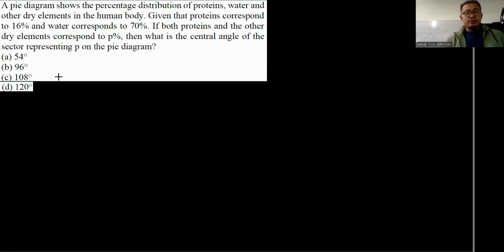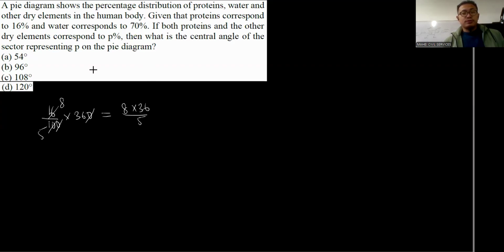Now, we have the 16% of 360. 16 by 100 of 360. Then 2, so 2 5 10, 2 8 16. So 8 again, 8 into 36 by 5.